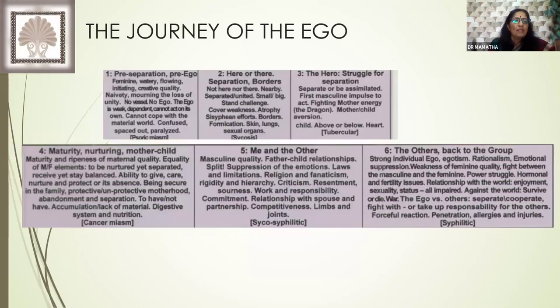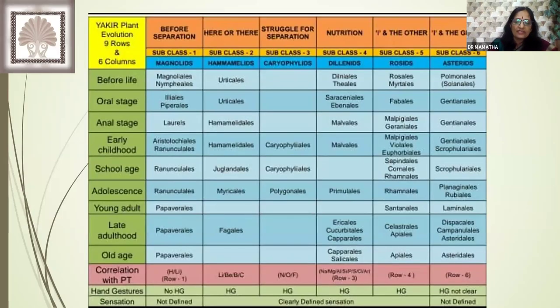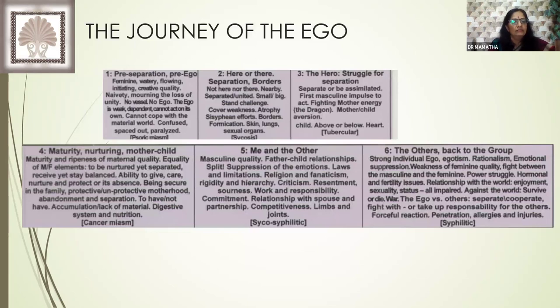And mourning the loss of unity. No vessel, no ego. The ego is very weak. It is dependent, cannot act on its own, and cannot cope with the material world. They are very, very naive. They are confused, spaced out, paralyzed.